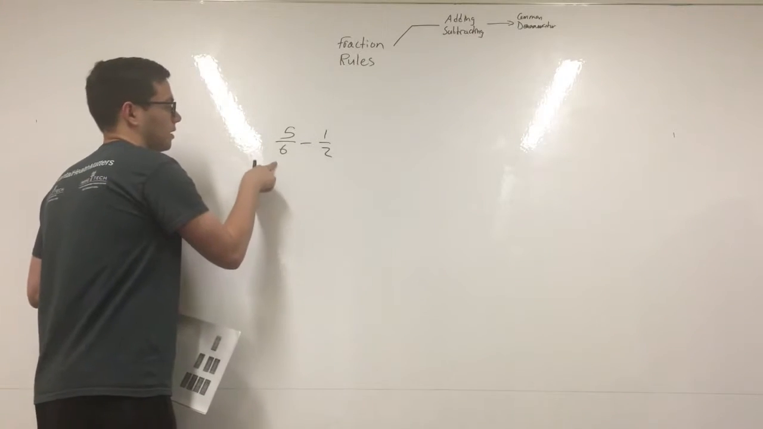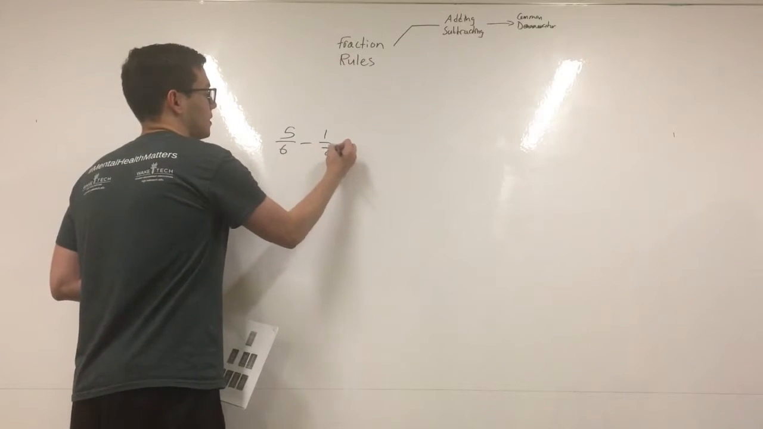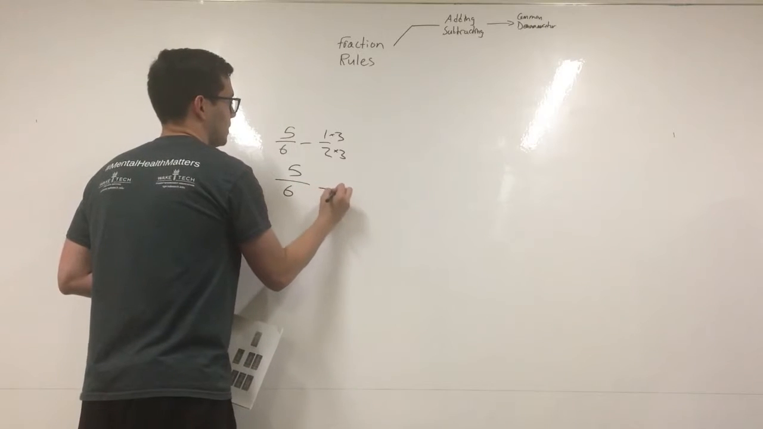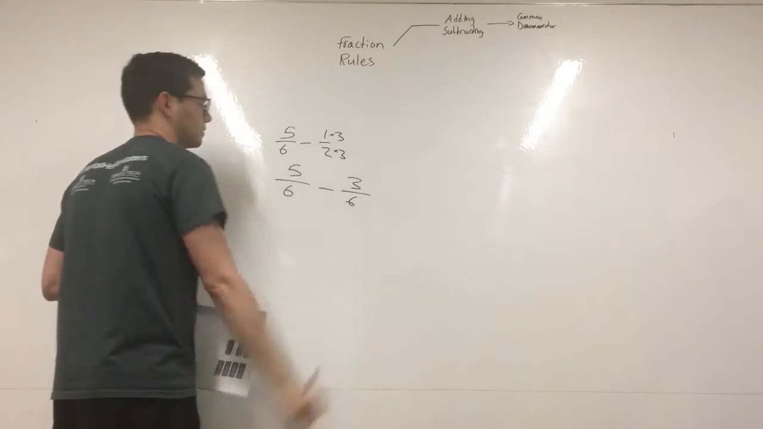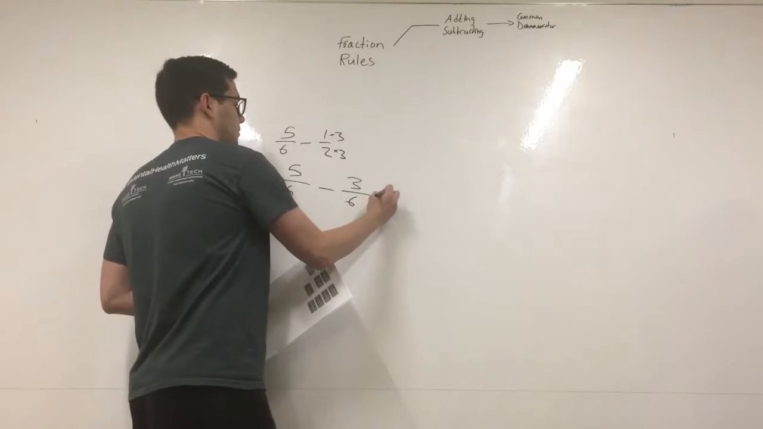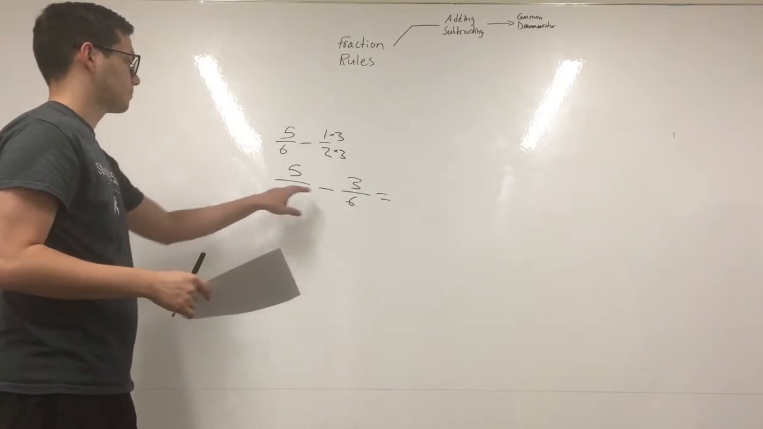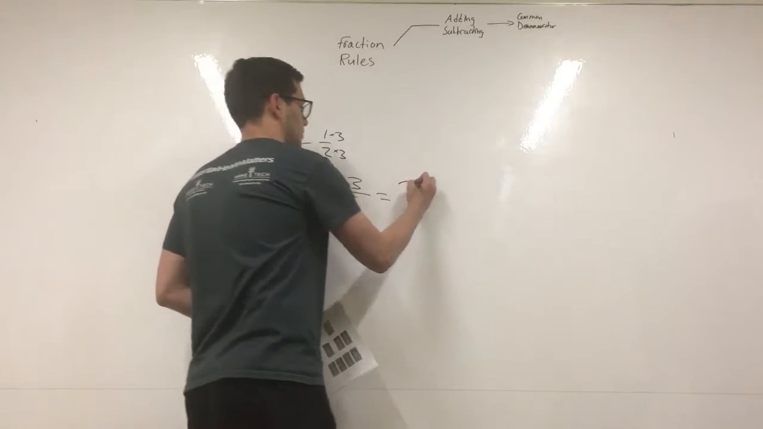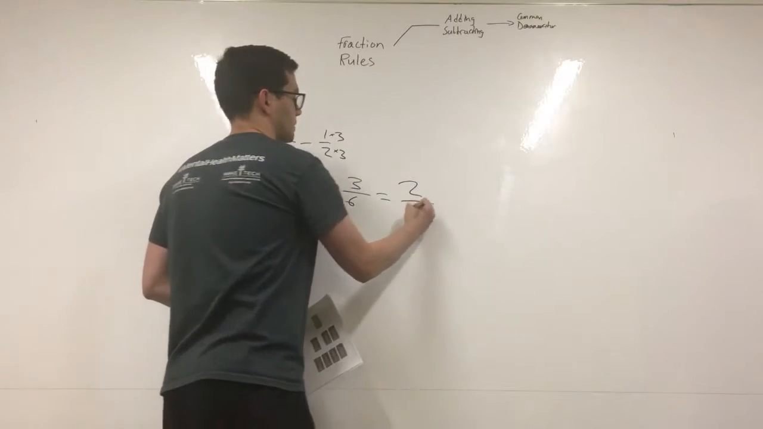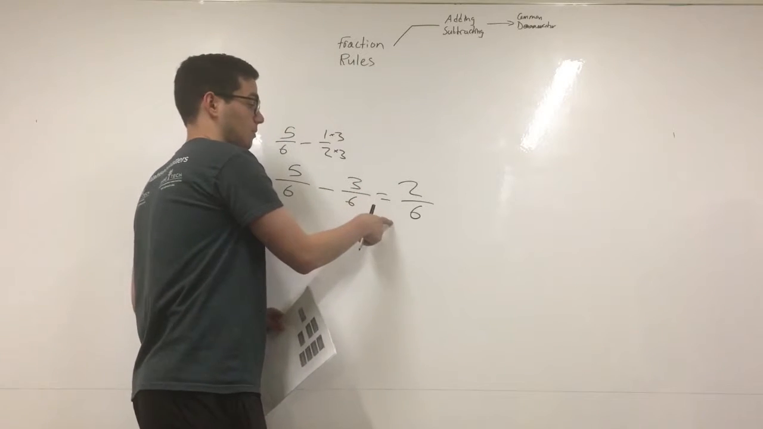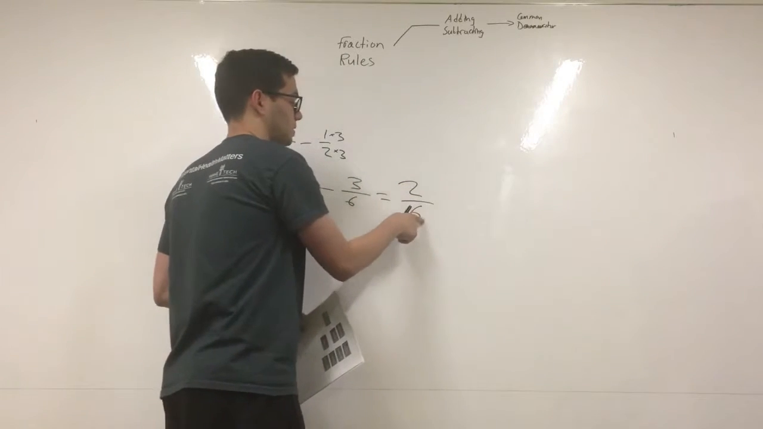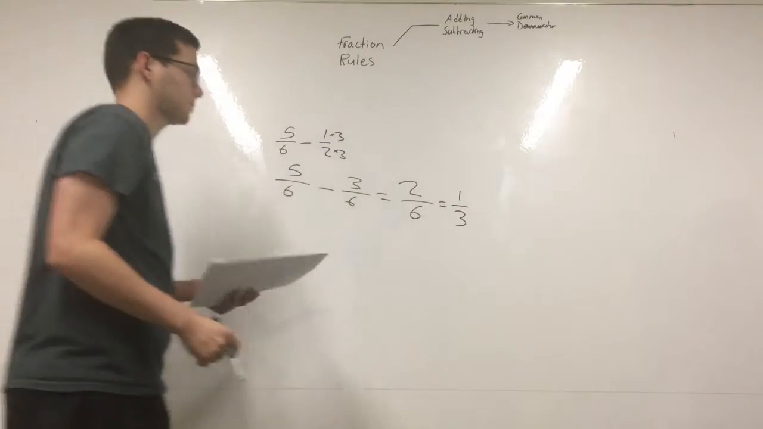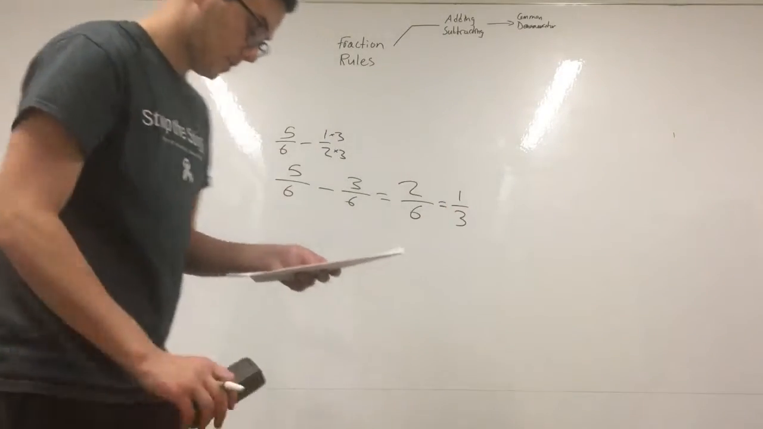So same thing, I can multiply this with 3, this with 3, that'll give me 5 over 6 minus 3 over 6. Okay. Now instead of adding, obviously I'm going to subtract. So 5 minus 3 is 2. The denominator stays the same. And this can simplify. I can divide 2 out of here and 2 out of here. Okay. So that would be my final answer in this case.